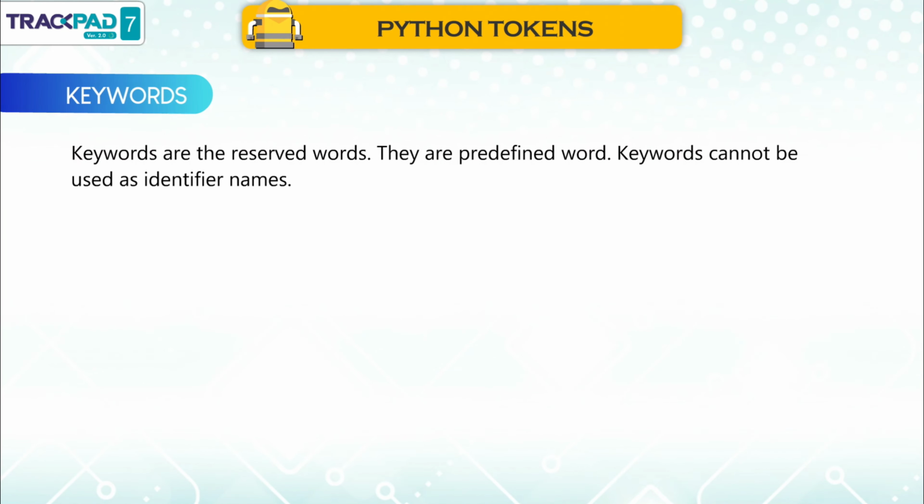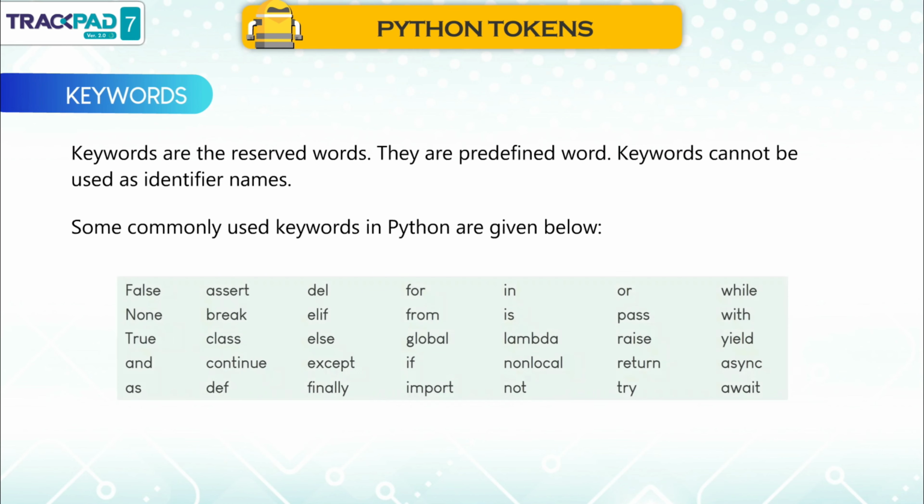Keywords. Keywords are the reserved words. They are predefined words. Keywords cannot be used as identifier names. Some commonly used keywords in Python are given below.